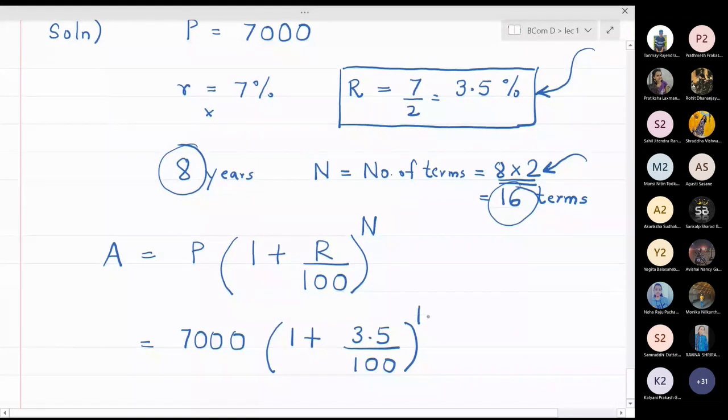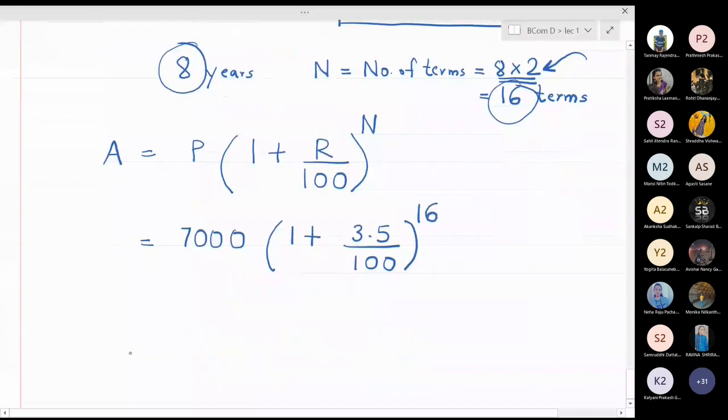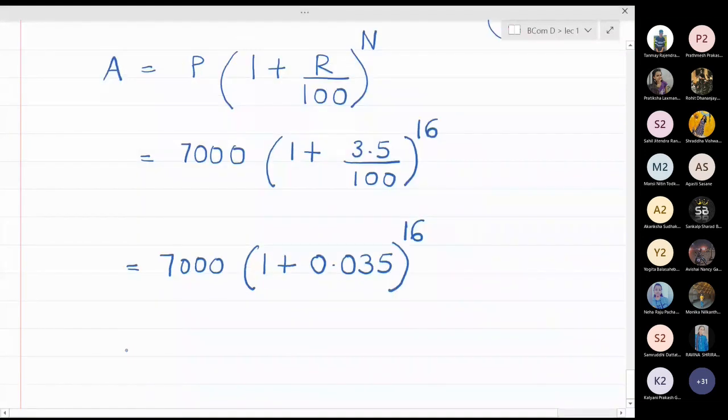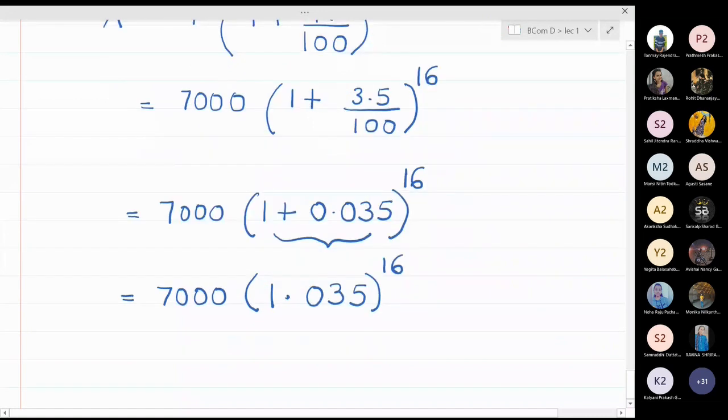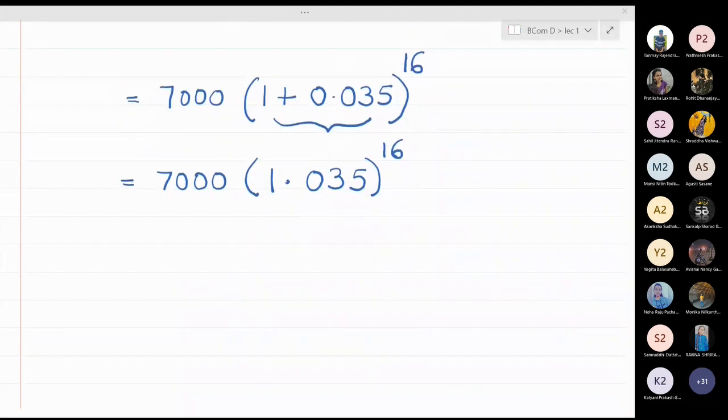16 terms. And now I will go to my calculator and calculate 1 plus 3.5 divided by 100. When I do 3.5 divided by 100 in my calculator, I will get 0.035, and raised to 16. And 1 plus 0.035 in the calculator, you will get 1.035 raised to 16. Now this 1.035 raised to 16, I will again use my calculator and find out 1.035 raised to 16 will be 1.7339. So this is 1.7339 multiplied by 7,000, which is as it is.